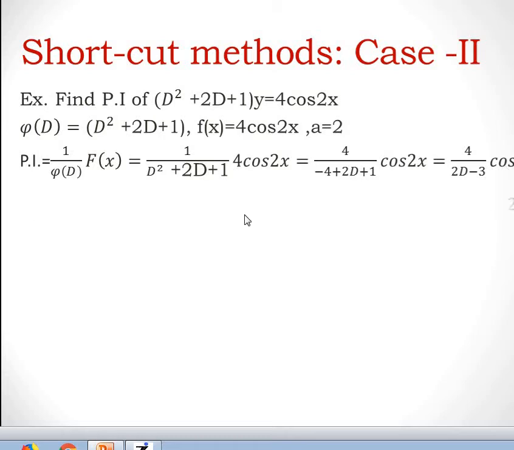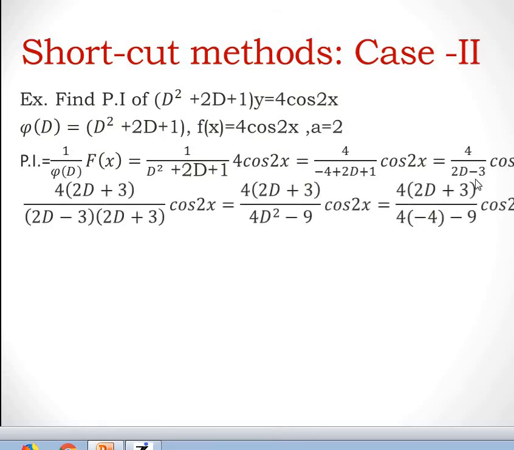Now we have to convert this term into the quadratic form. To make this quadratic, we have to multiply and divide by 2D plus 3. So this 4 as it is, 2D plus 3 upon 2D minus 3 into 2D plus 3, into cos of 2x. This is of the form a plus b, a minus b. So a plus b, a minus b is a square minus b square.